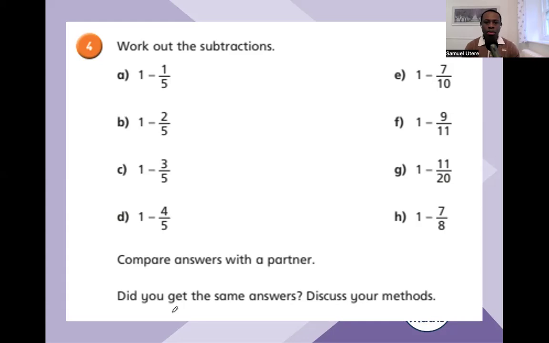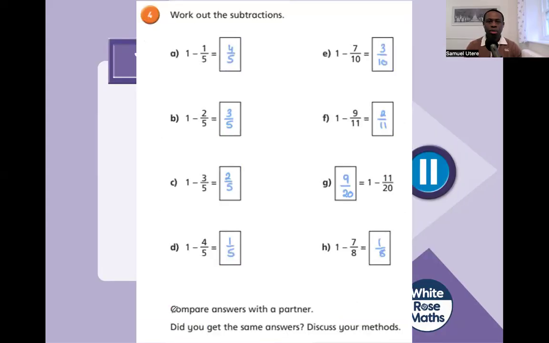Assuming you've paused the video and you've answered question 4, here are the answers. Let's discuss them. So using the same idea, we see that we have a fifth here. So this whole has to be 5/5. I'll go along. This whole will be 5/5. So you simply do 5 minus 2. This whole will be 5/5.